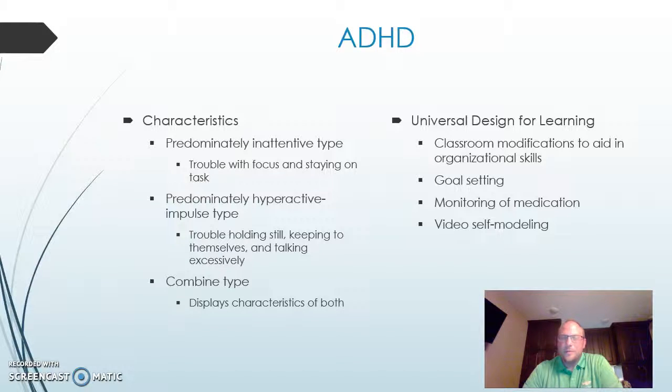Universal Design for Learning, there's a bunch of different classroom modifications. If a student with an inattentive type has trouble staying organized, if their notebook for this class is on the same shelf every day, that's definitely going to help them stay organized, know where their stuff is at, and stay on task. Goal setting is a very important one here too, especially for the inattentive type.